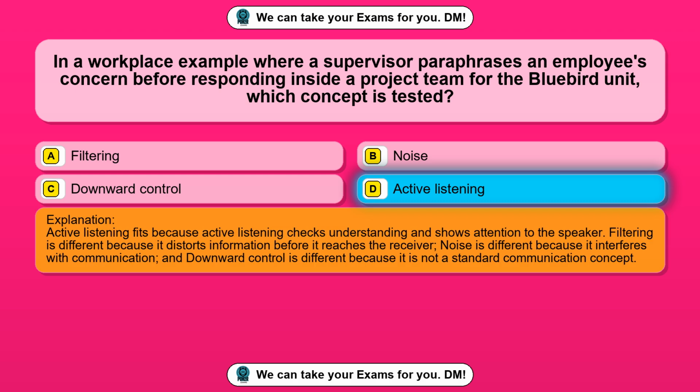Active listening fits because active listening checks understanding and shows attention to the speaker. Filtering is different because it distorts information before it reaches the receiver, noise is different because it interferes with communication, and downward control is different because it is not a standard communication concept.